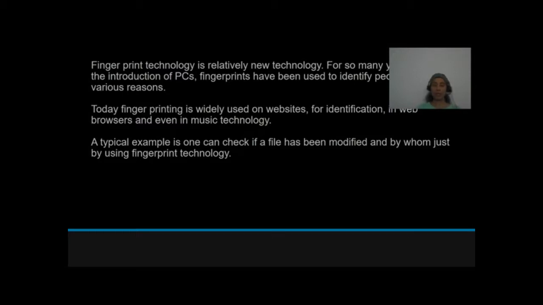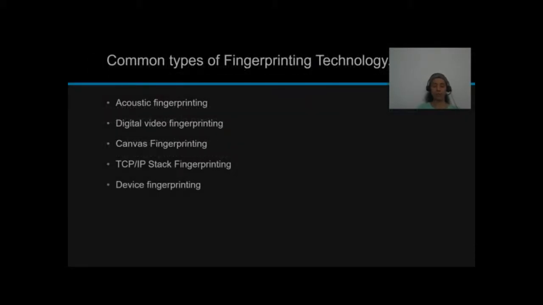A typical example of fingerprinting technology is if a file has been modified, you can find out by whom and when it was modified just by merely using fingerprinting technology. There are common types of fingerprinting technology. We have so many out there, but I'm going to introduce you to the five most common types of fingerprinting technology around. One of them is acoustic fingerprinting.